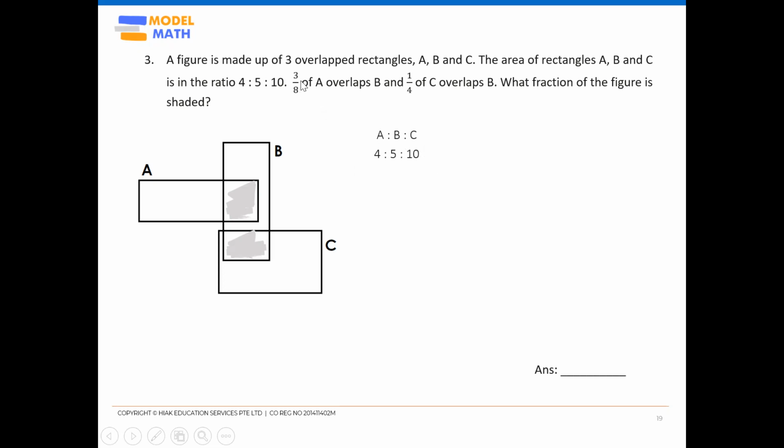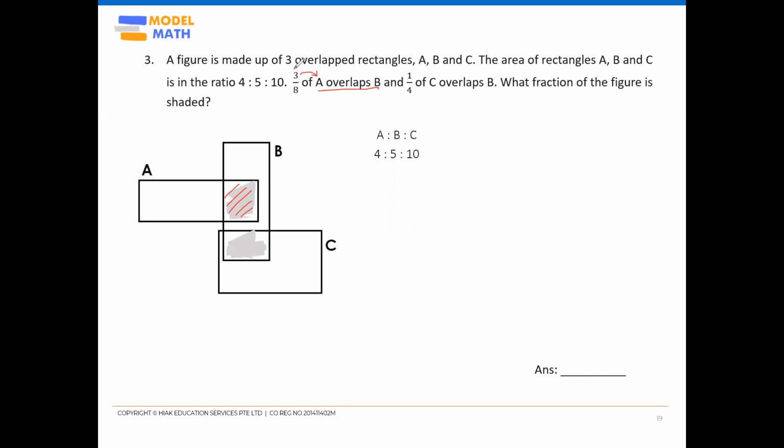Now, next thing, 3 out of 8 of A overlaps B. Now, this is going to be tricky. How are we going to write our ratio for this? We have to first understand that A overlapping B, of course, is this part. I hope you can tell, rectangle A overlapping B is this portion here. Now, they said 3 units of A overlaps B.